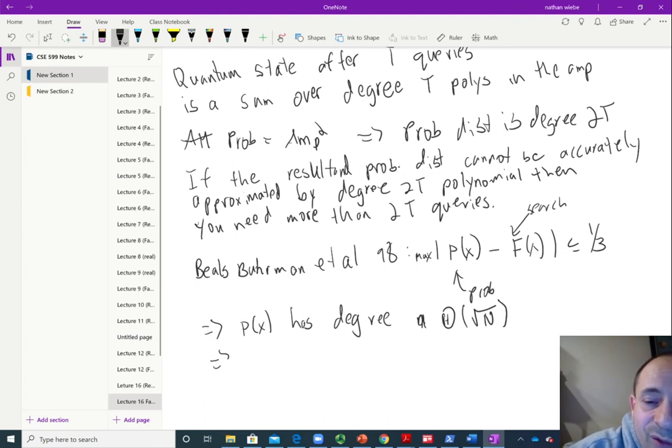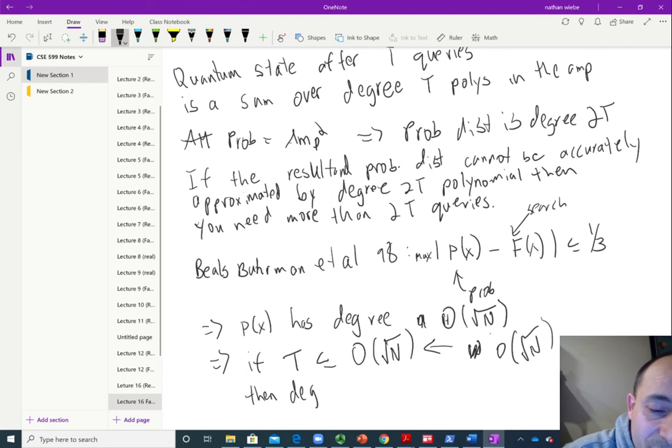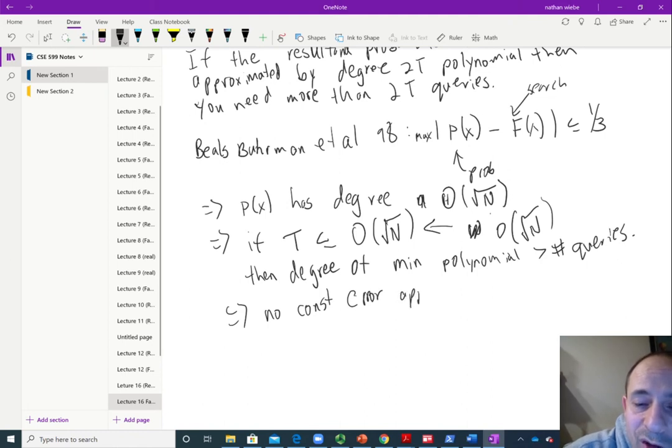And this implies that if t is, I'm abusing asymptotic notation, less than or equal to o, meaning, for those of you who are Bachmann-Landau aficionados, if t is in little o of square root n, then the degree of the minimum polynomial is greater than the number of queries, which implies no constant error approximation is possible.